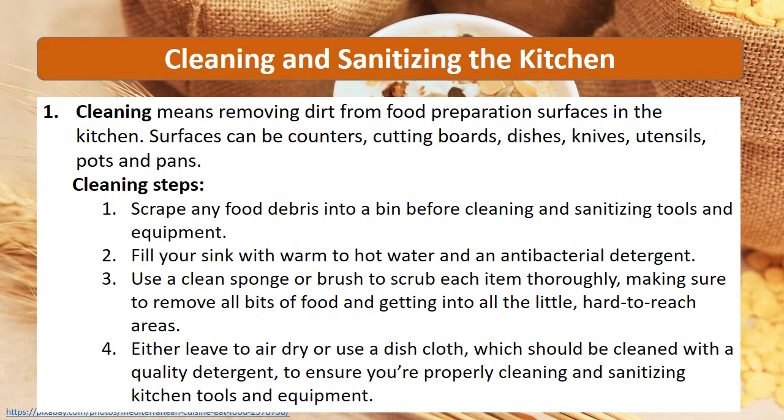Cleaning steps. First, scrape any food debris into a bin before cleaning and sanitizing tools and equipment. Second, fill your sink with warm to hot water and an antibacterial detergent. Third, use a clean sponge or brush to scrub each item thoroughly, making sure to remove all bits of food and getting into all the little hard-to-reach areas. And number 4, either leave to air dry or use a dishcloth, which should be cleaned with a quality detergent to ensure you're properly cleaning and sanitizing kitchen tools and equipment.